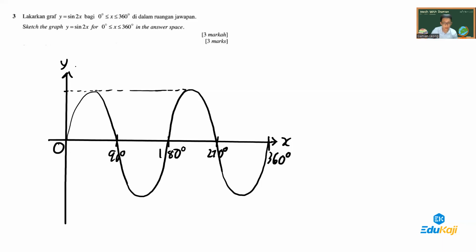And how high does it go? The maximum point should be 1, and the minimum point will be negative 1. Basically, it's just a graph like this. So the shape, how many times it repeats, has to be correct. The maximum and minimum points have to be correct. The angles here have to be correct. That will give you the 3 marks.